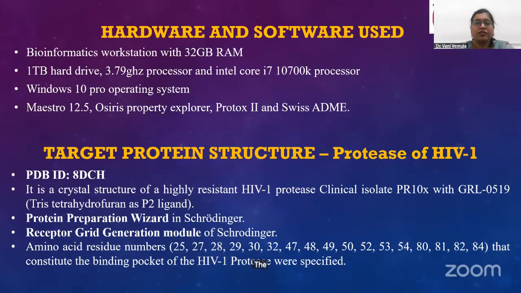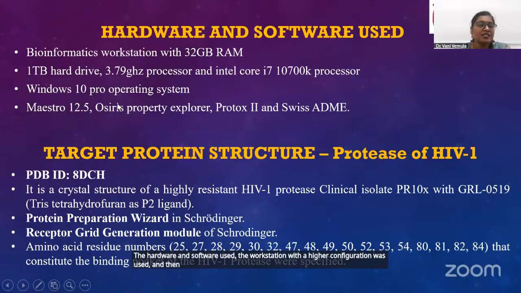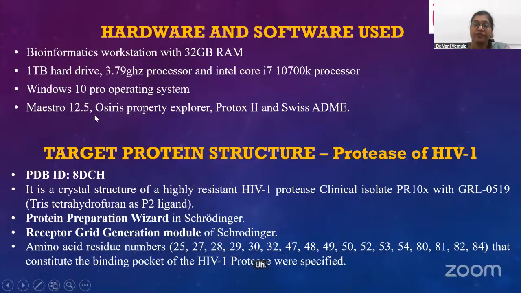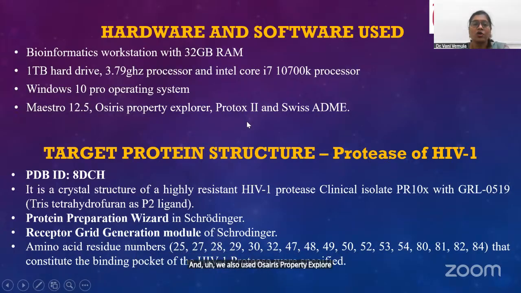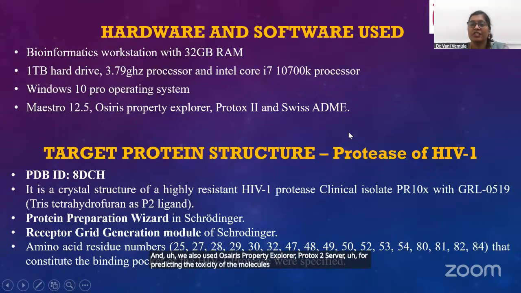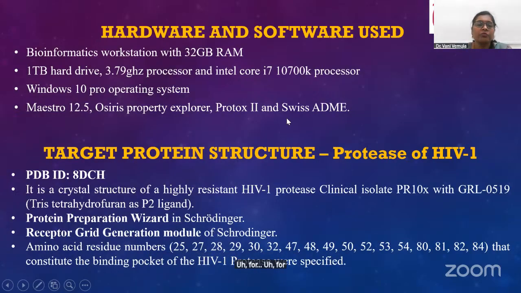For the hardware and software used, a workstation with higher configuration was used, and the operating system we worked with is Windows 10 Pro. The software we used for this analysis is Schrodinger Maestro 12.5. We also used the Osiris Property Explorer and Protox 2 server for predicting the toxicity of the molecules, and the SwissADME server is used for the boiled egg plot analysis.